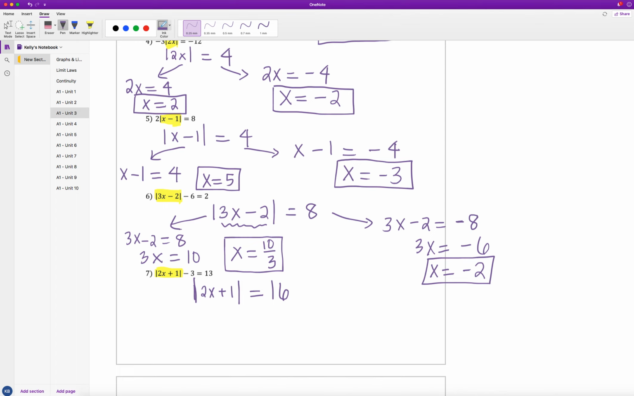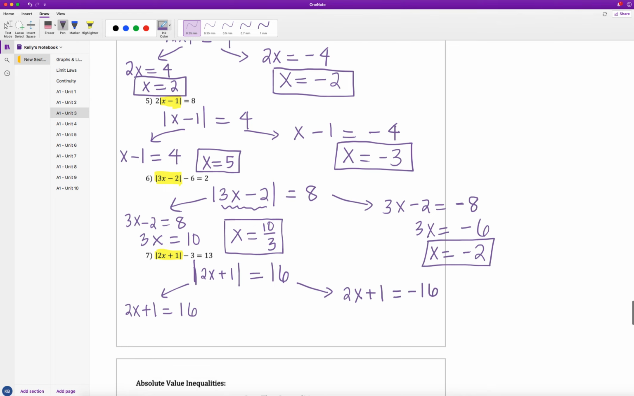Now that the absolute value term is isolated, I can go ahead and break it apart into the two equations. So our first equation will be 2x plus 1 equals 16. So that's the positive case where all we do is get rid of the absolute values. And the negative case is where we get rid of the absolute values, so 2x plus 1 does not change, and it is equal to negative 16 in this case.